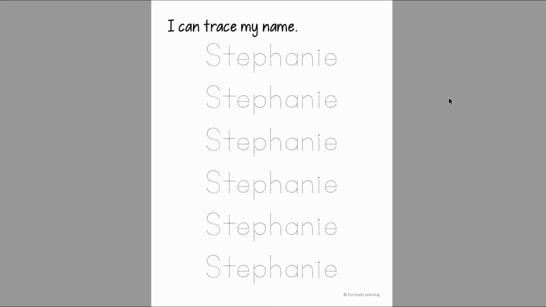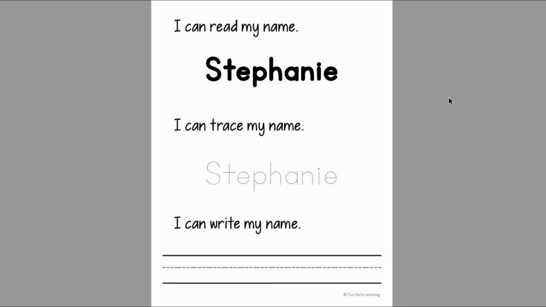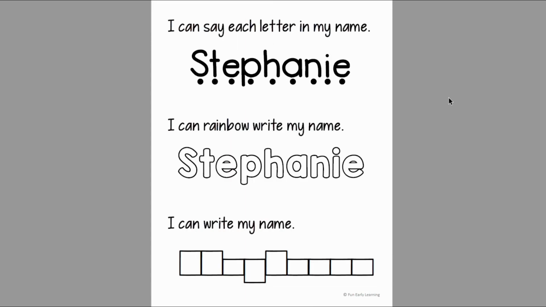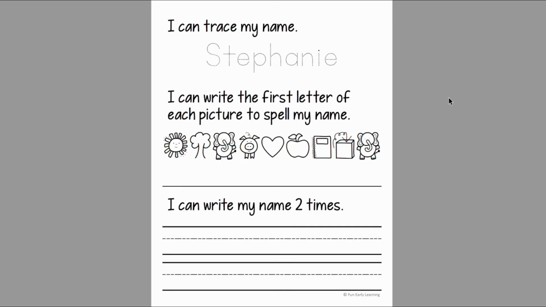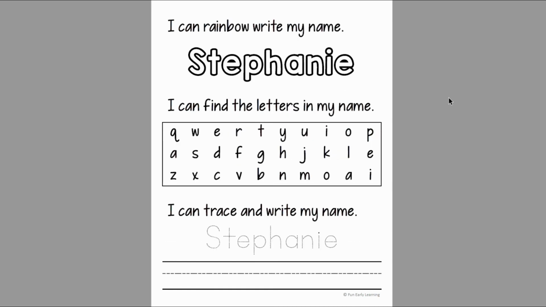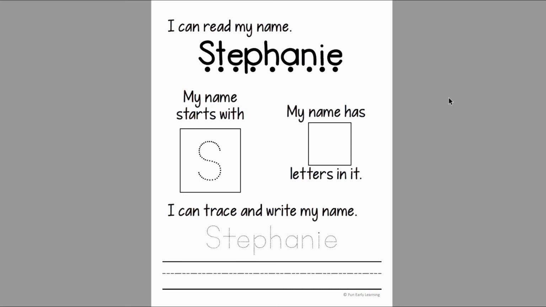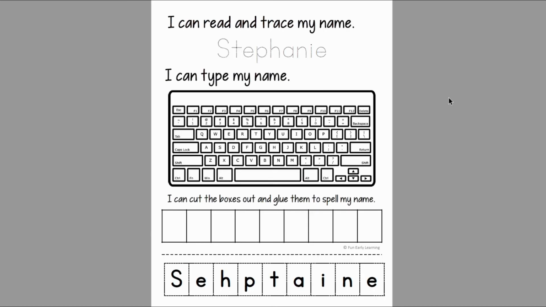Now that we've gone ahead and filled out that roster, let's take a quick look at what each one of those 10 worksheets looks like just for the name Stephanie. Here's worksheet 1, 2, 3, 4, 5, 6, 7, 8, 9, and 10.